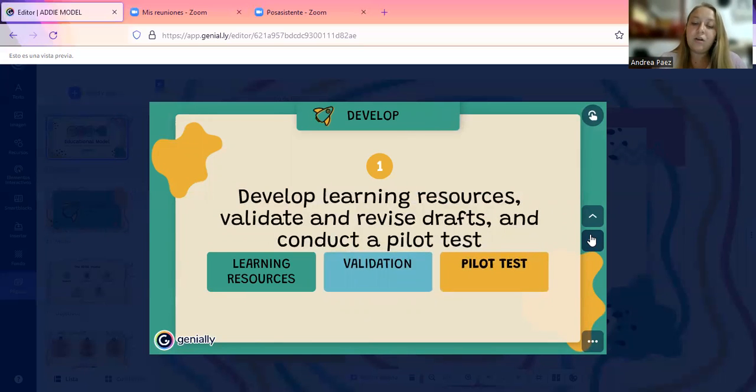The validation of resources development is performed through the review and the revision of the progress. And the pilot test is the feedback and the observation to adjust the final touches that should be made before implementing a learning solution.